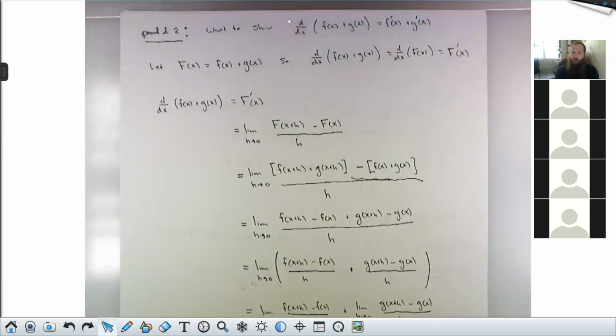In order to write this thing down, I'm doing a little cheeky thing where I call f plus g big F, because the only definition of a derivative we really have is the derivative of a single function. I don't actually have a definition for a derivative of a sum of two functions. So the choice to label that sum as big F was my choice. I made that freely.